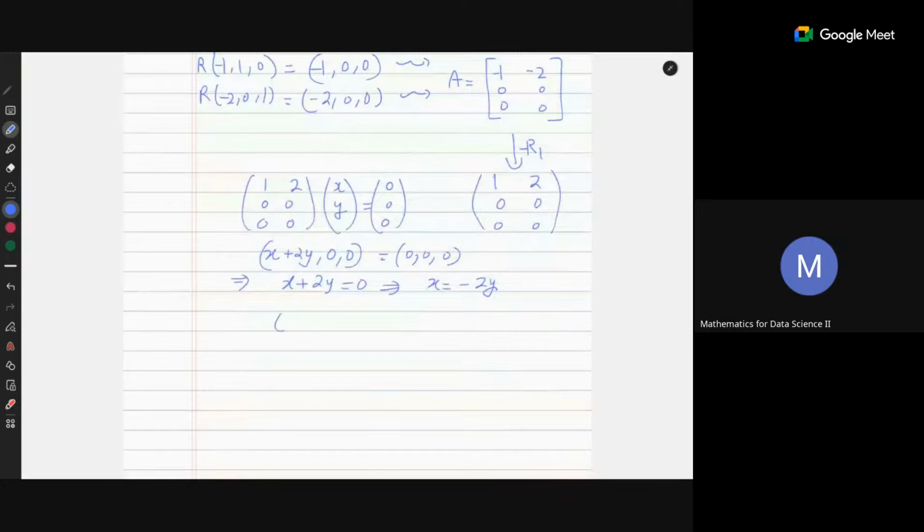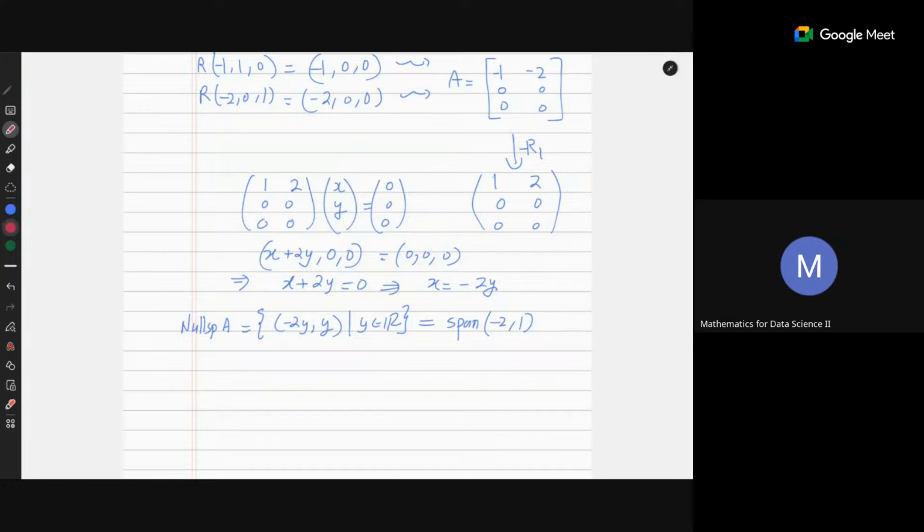Okay, so let me write that down: -2y, y, where y varies in R. This is the null space of A. That means it is the span of... what is the basis? Can anyone tell me what is the basis? -2, 1. Right? Span of -2, 1.